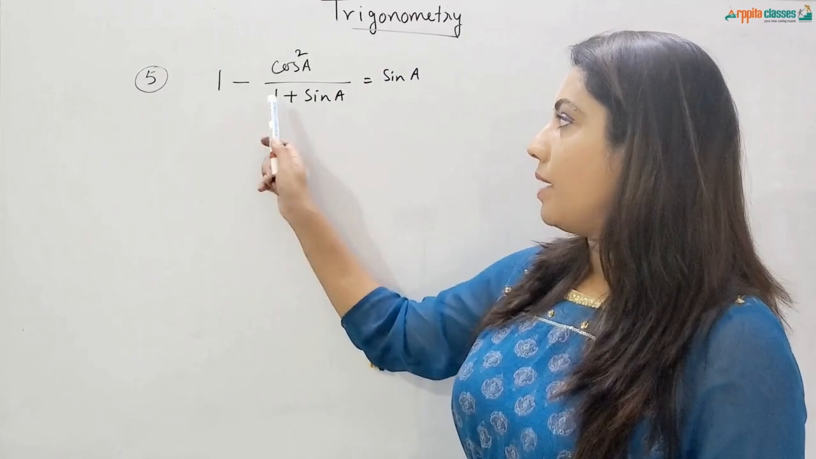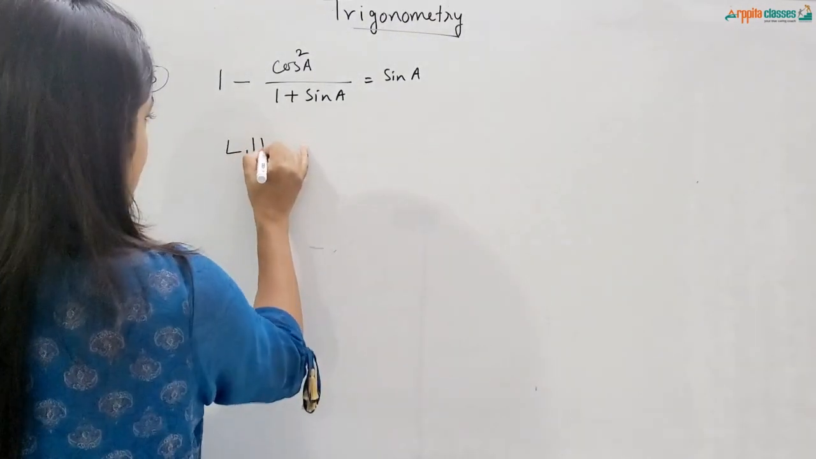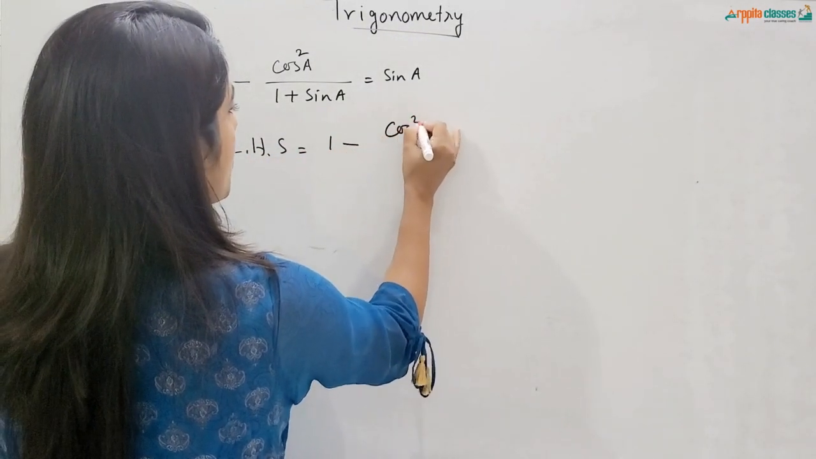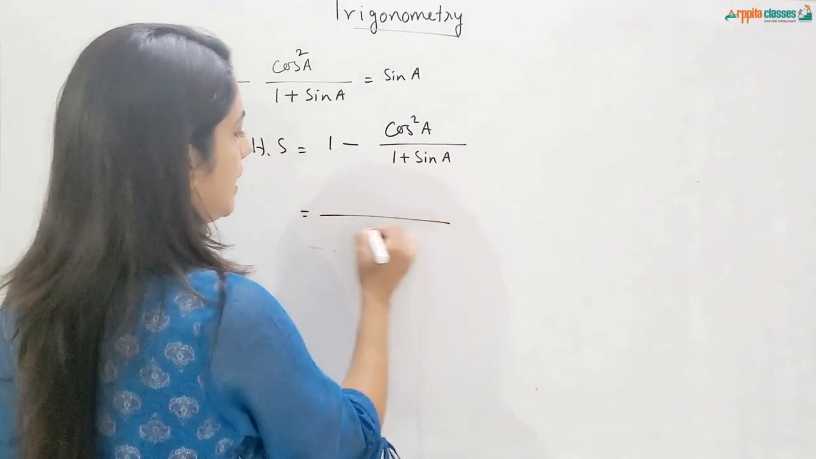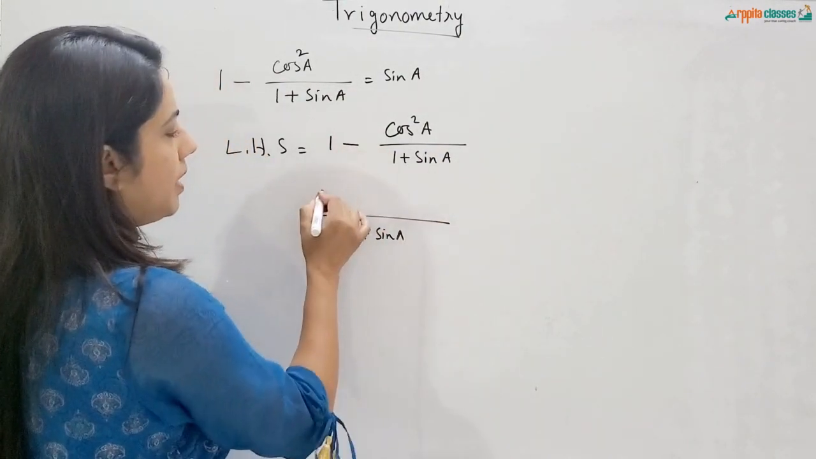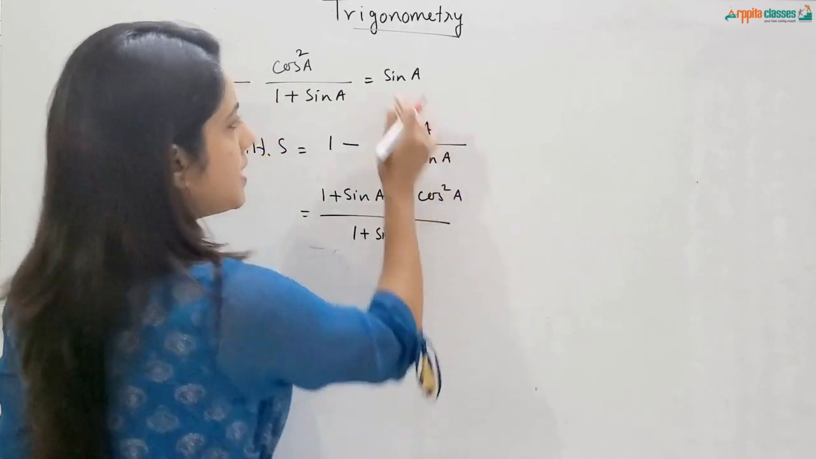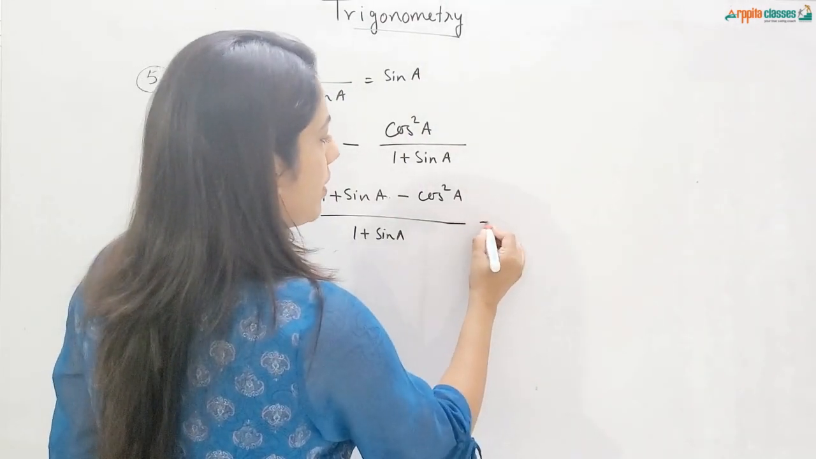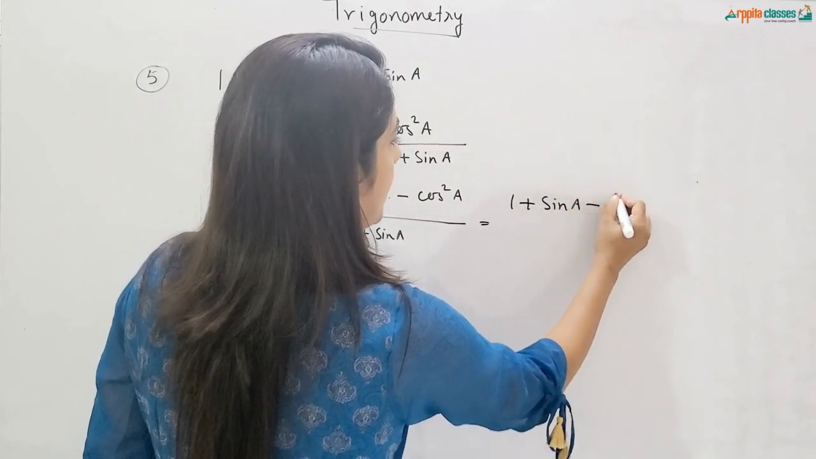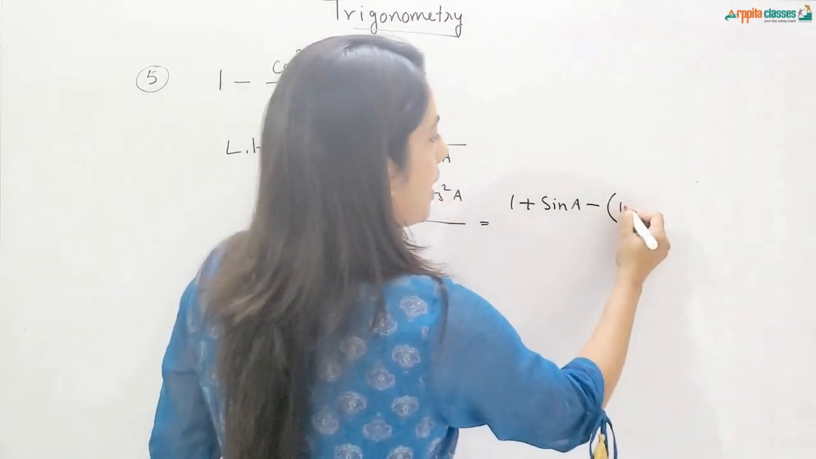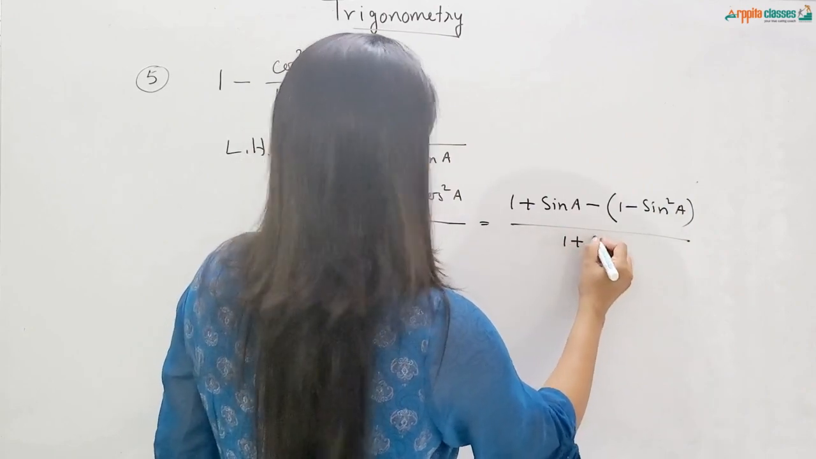Question number 5. 1 minus cos square A upon 1 plus sin A is equal to sin A. So let us take the left hand side and take the LCM. 1 minus cos square A upon 1 plus sin A. The LCM of the two terms is 1 plus sin A. So in the numerator it will be 1 plus sin A minus cos square A. Now since at the right hand side we have only sin A, so we'll replace this cos square A by sin. So we'll write 1 plus sin A minus, in place of cos square A, I'll be writing 1 minus sin square A. Down I have 1 plus sin A.